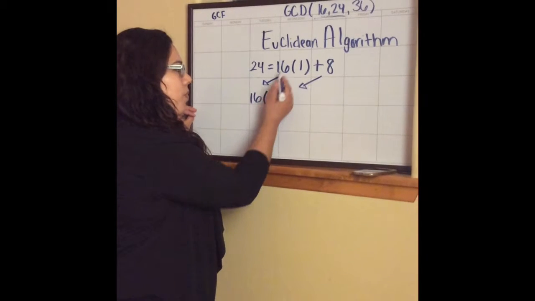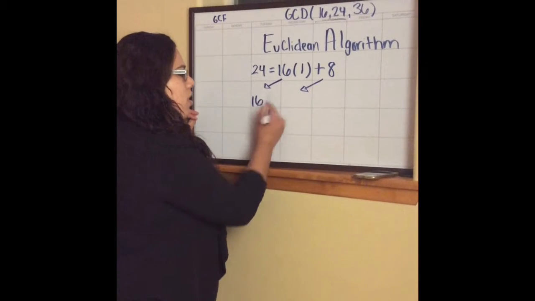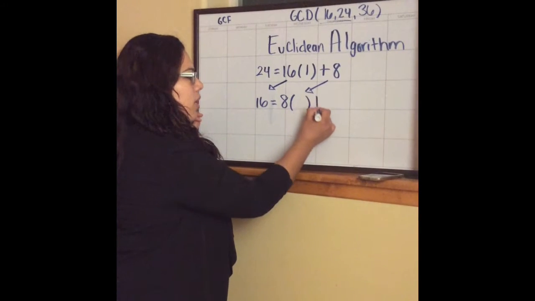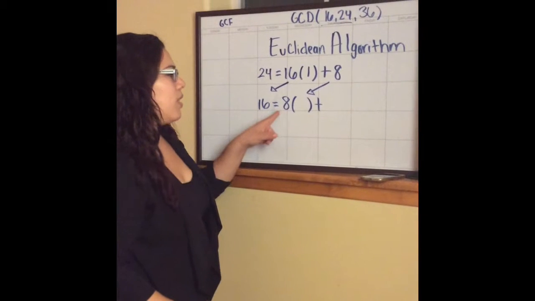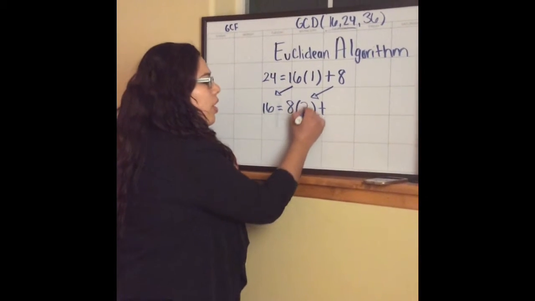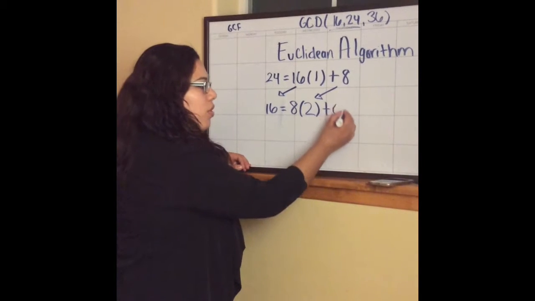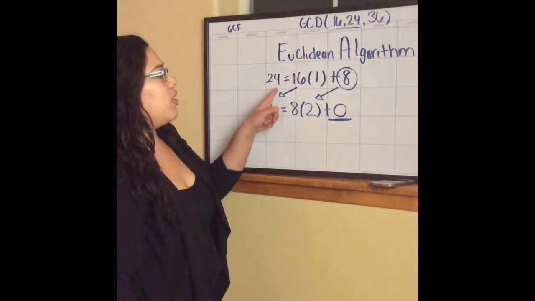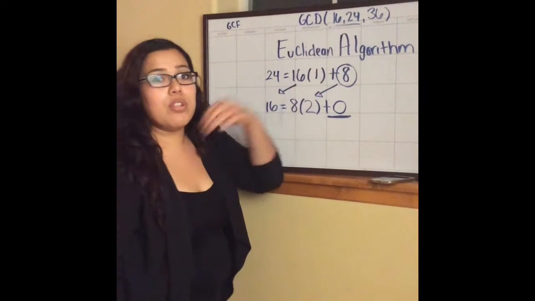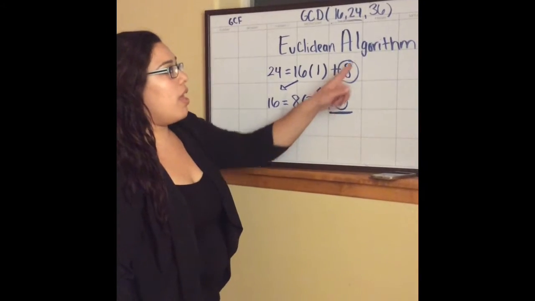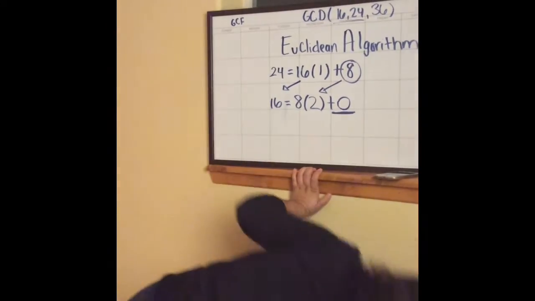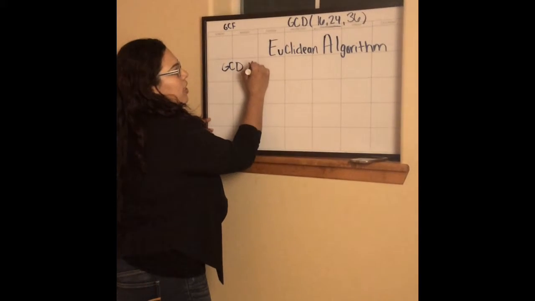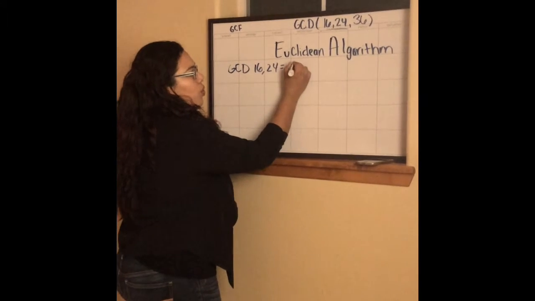So 16 equals 8 times what plus something. So what times 8 equals 16? 2 will go here, and then you finally have 16, so you put your 0. So since 0 is the remainder, 8 is your greatest common factor of 16 and 24. And now since we have 3 numbers, we're going to have to use this one and use 36. So we found out that the GCD of 16 and 24 was equal to 8.